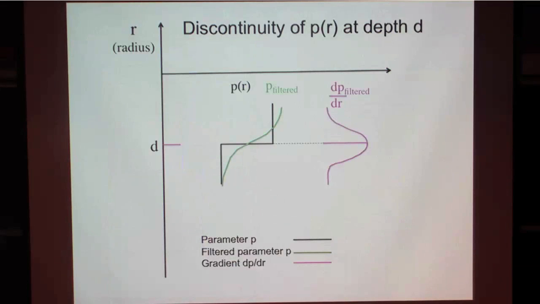Let me detail this point. Of course, seismic waves have very long wavelengths, and so they cannot easily detect sharp discontinuities. What we see actually is a filtered version of this parameter P as a function of depth. But we can show that if we calculate the gradient as a function of the radius, it will have a maximum at the same location as the discontinuity. So it's not a very accurate measurement of the location of the discontinuity, but we can expect that we will have a good lateral variation of this discontinuity by using this technique.